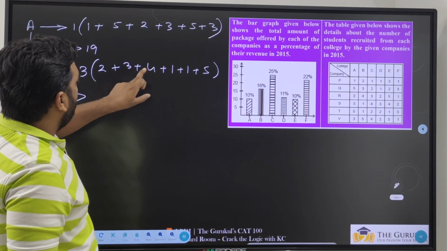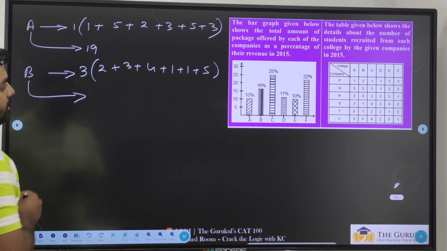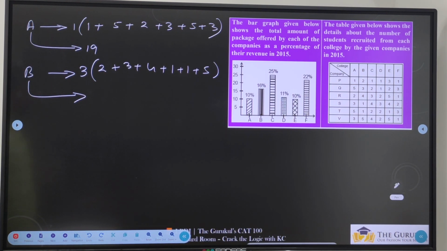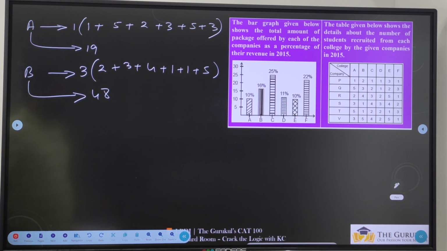5, 6, 7, 8, 9, 10, 14 plus 2, 16. 16 into 3. It spent a total of 48 lakhs in all the colleges by company B. The same way, calculate for C, D, E and F. Pause the video, calculate and then we'll discuss.